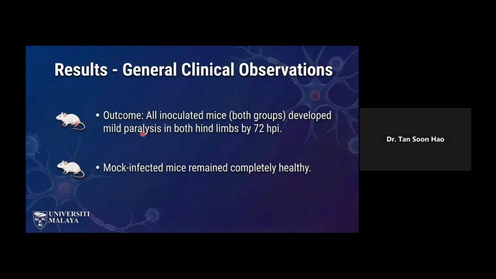After inoculation, we keep them for observation throughout the days. We notice that all inoculated mice from both groups, the thalamus and the pons infected groups, develop paresis in both hind limbs by 72 hours. So it gives us the idea that the location of inoculation does not affect the clinical symptoms.